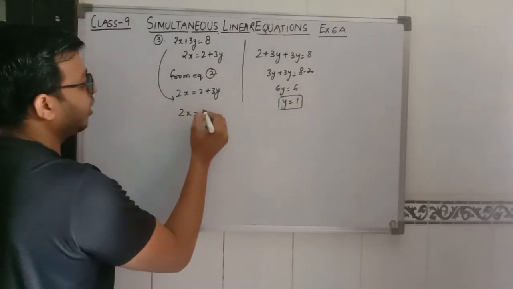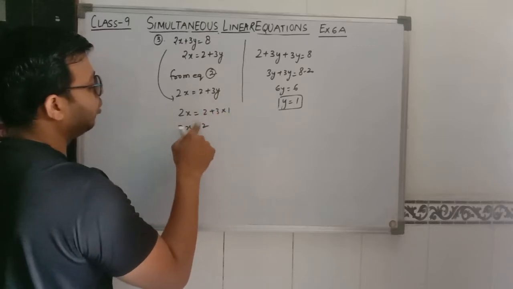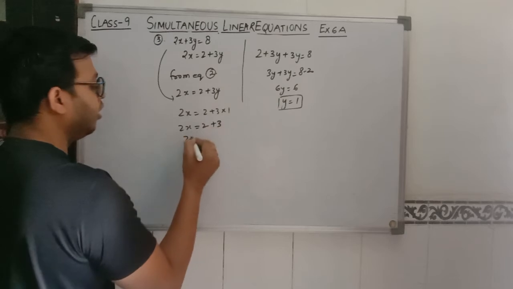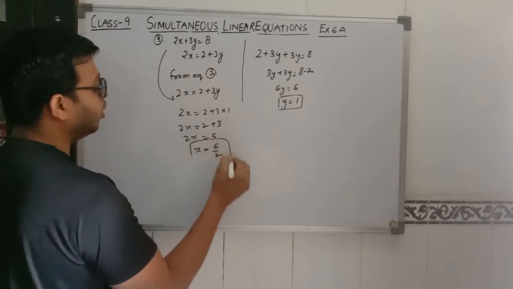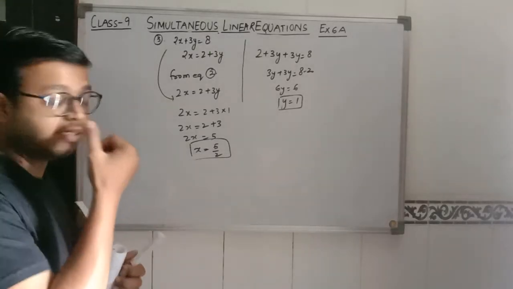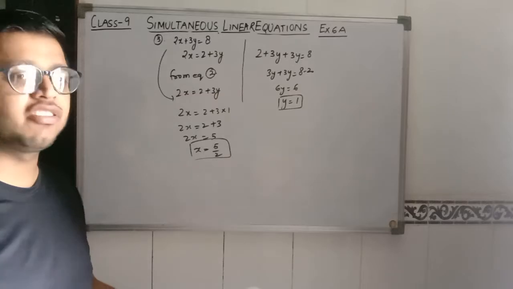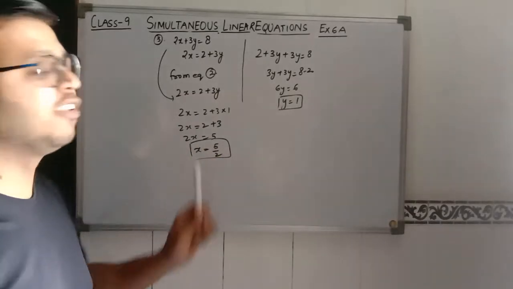Now place it here. 2x is equal to 2 plus 3 into 1. So 2x is equal to 2 plus 3. So 2x is equal to 5. So the value of x will come 5 by 2. So it is not compulsory that always whole numbers will come. Sometimes decimals or fractions can also come, but you have to be very careful while solving, while displacing the terms.